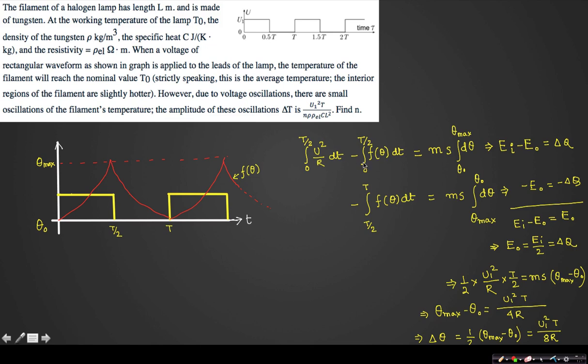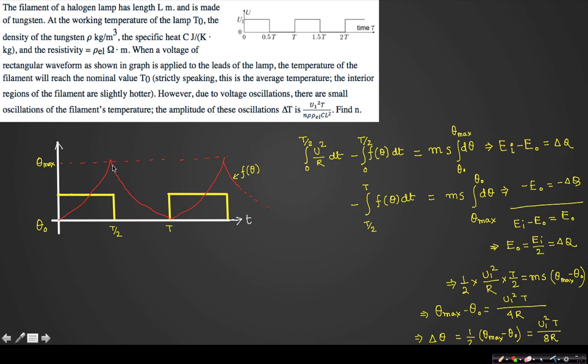So this is the power input, this is the power loss, and the resultant power will increase its temperature according to the m s d theta equation. Again, try to understand what I have done. This function is the energy that is input to the filament, which I have written as E_I. This function is the energy lost due to radiation, which I have written as minus E naught output. Together they equal the total heat received by the filament during this time, delta Q, the effective heat.